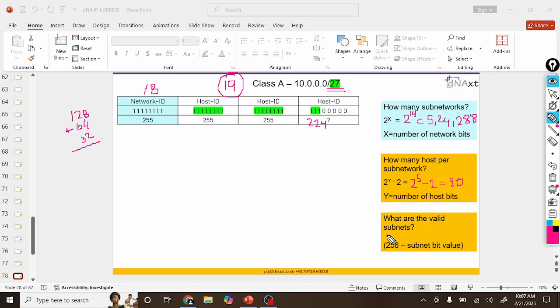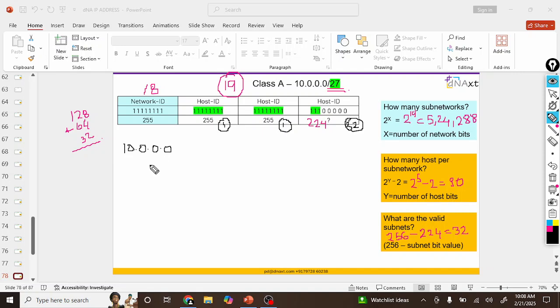What are the valid subnets? So what will be the increment? That is 256 minus 224, that is an increment of 32. So increment of 32 in the fourth octet, increment of 1 in the third octet, and increment of again 1 in the second octet. Increment in all these three octets will take place, as we have borrowed bits from all these three octets.